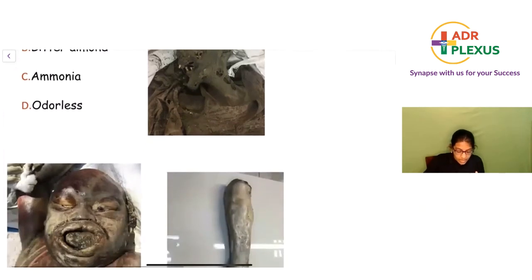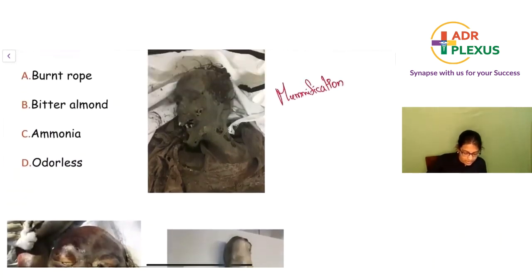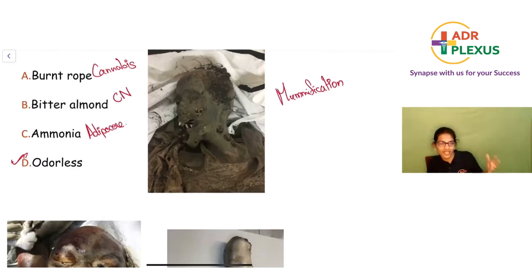Now the other two conditions. The answer here is very easy. It's odorless. So the answer is odorless. Burnt rope is cannabis. Bitter almond is cyanide. Ammonia is in case of adipocere. Adipocere formation produces an ammonia-like smell.